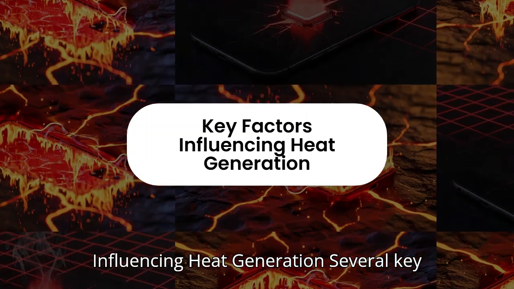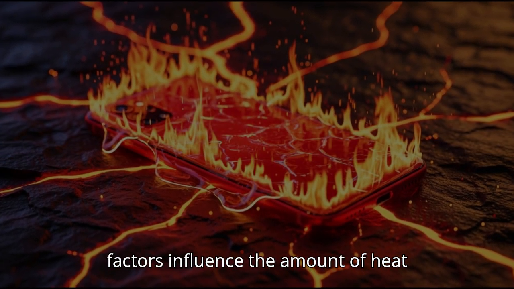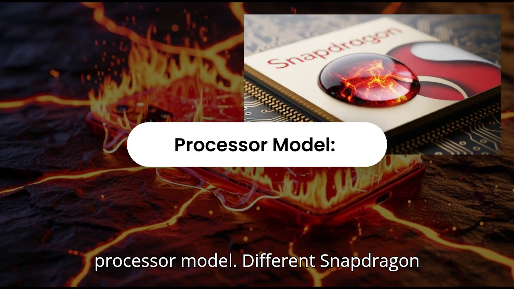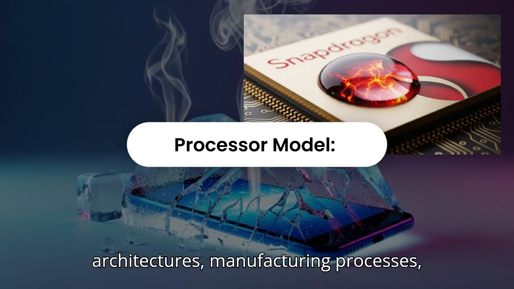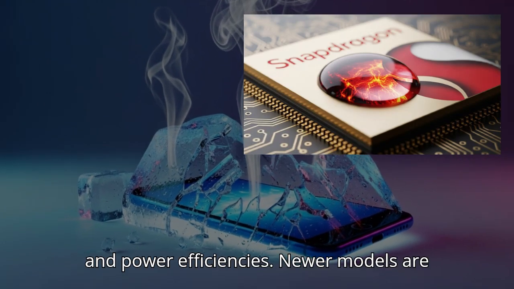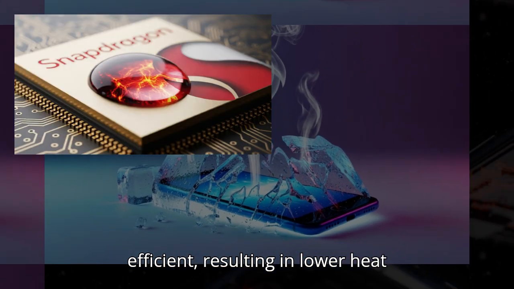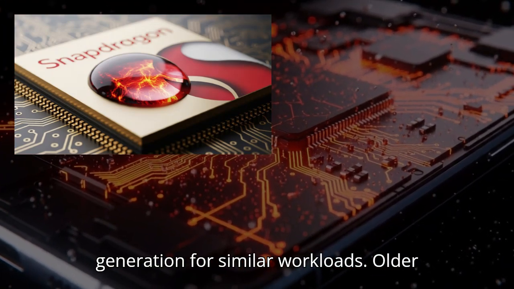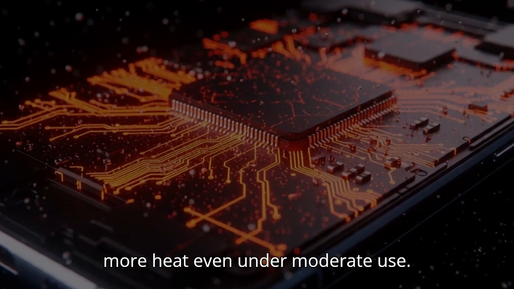Key factors influencing heat generation. Several key factors influence the amount of heat generated by a Snapdragon processor. Processor model. Different Snapdragon processor models have different architectures, manufacturing processes, and power efficiencies. Newer models are often designed to be more power efficient, resulting in lower heat generation for similar workloads. Older or less efficient models may generate more heat even under moderate use.